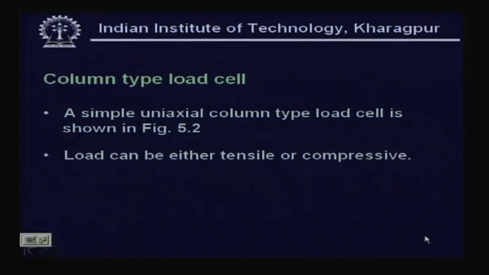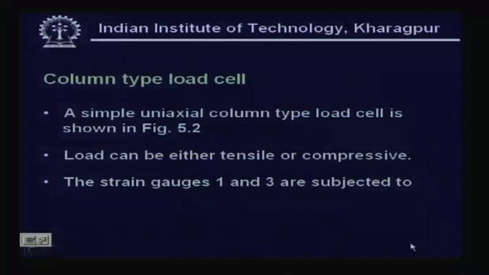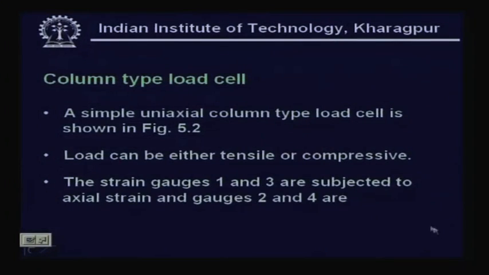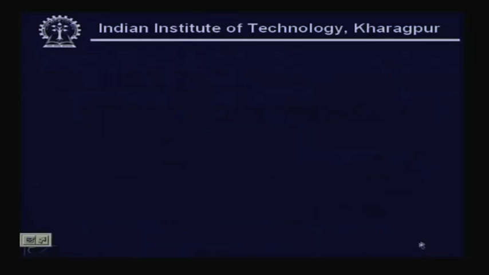Whereas if you suspend the load from the bottom of our column type load cell, it will be a load of elongation. So in that case it is no longer a compressive load; that is the reason we call it tensile. It does not matter, the final expression of the Wheatstone bridge will remain the same. Strain gauges 1 and 3 are subjected to axial strain, and gauges 2 and 4 are subjected to the transverse strain.